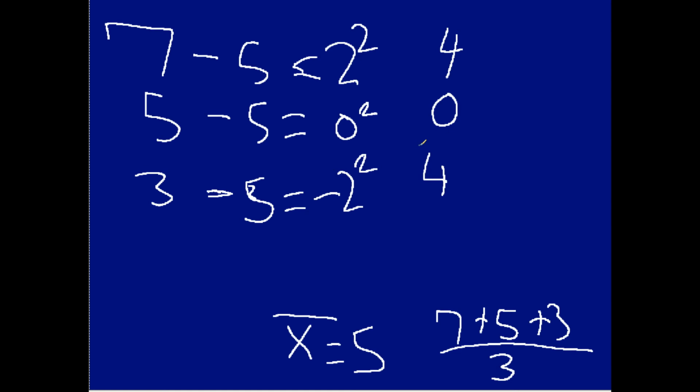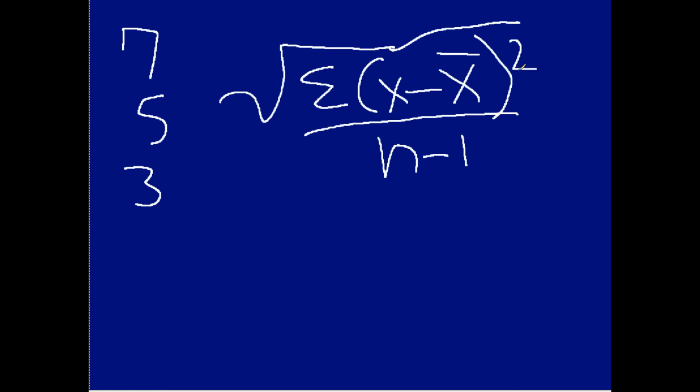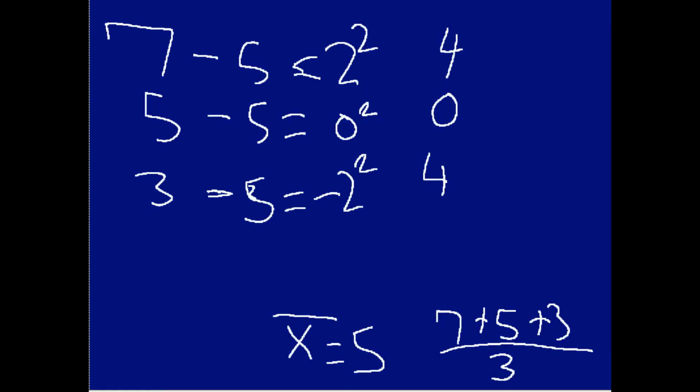Now we're very, very close to being done. One of the last steps that we have to do now, and let me just go back and show you, is we need to add up what's left over, so that'll be 4 plus 0 plus 4, and then we need to divide it by n minus 1. That's our final step there. As you know, 4 plus 0 plus 4 is 8. So we're going to do 8 here.